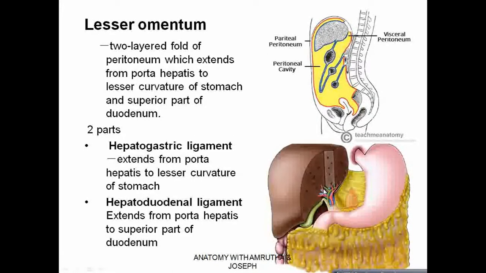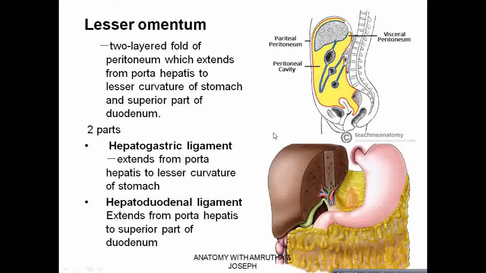So what happens is that the lesser omentum is a peritoneal fold that is attached to the liver and to the stomach and to part of the duodenum. Specifically, the attachments are above to the liver near the porta hepatis, below to the lesser curvature, and to the superior part of the duodenum. The duodenum has four parts: first part, second part, third part, and fourth part. The first part is also called the superior part.